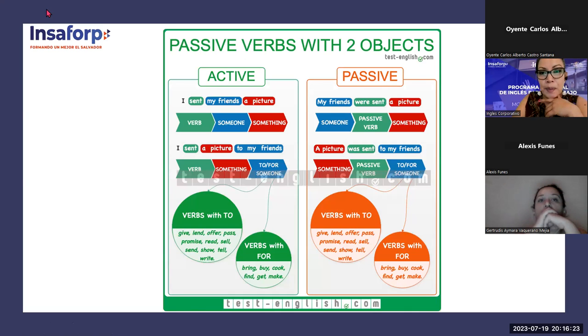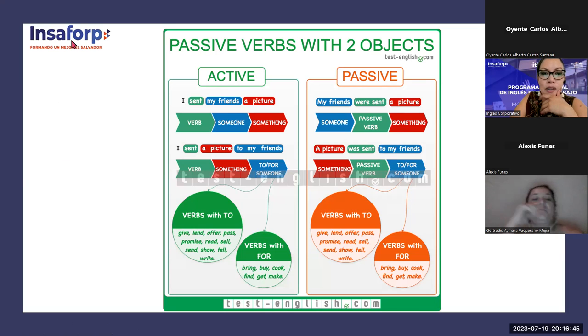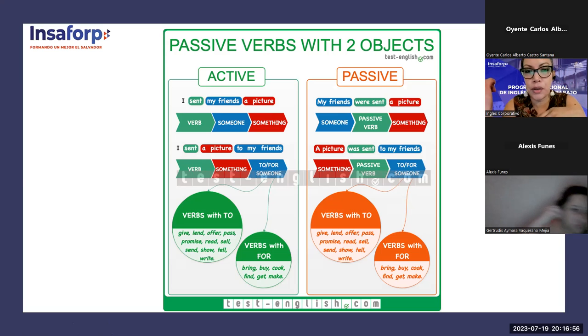Esta es la otra parte de los passive verbs with two objects, que creo que es la que también me mencionaban, que a veces les confunde al tratar de identificar cuál sería el object. Entonces, en la anterior hicimos un excelente trabajo, teníamos solo un object, pero a veces vemos que hay dos. Por ejemplo, aquí I send my friends a picture. ¿Cuál es el object? ¿Es my friend o is a picture? ¿Cómo sabemos?